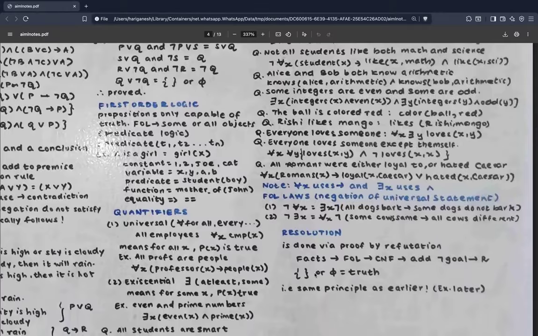Resolution we also discussed already. So that's it for module 3.